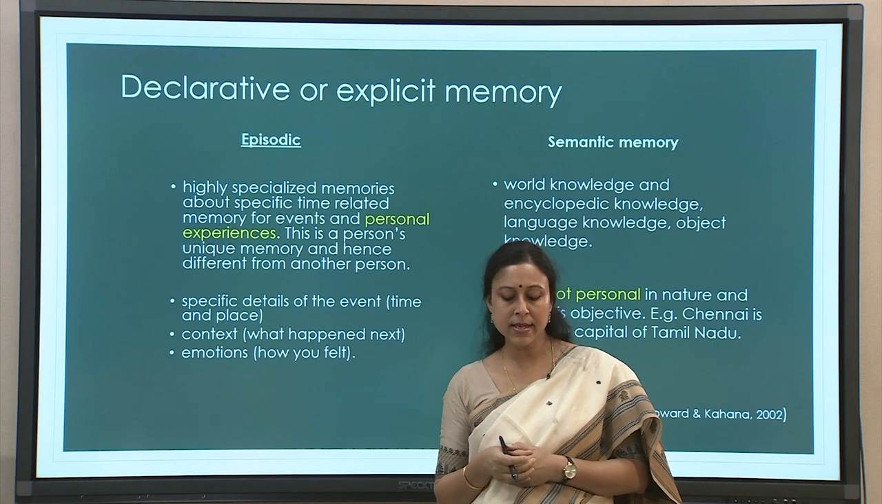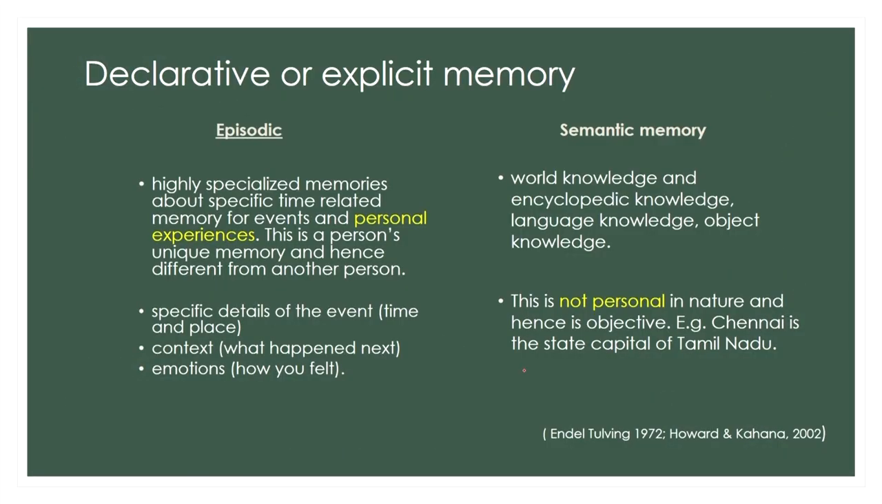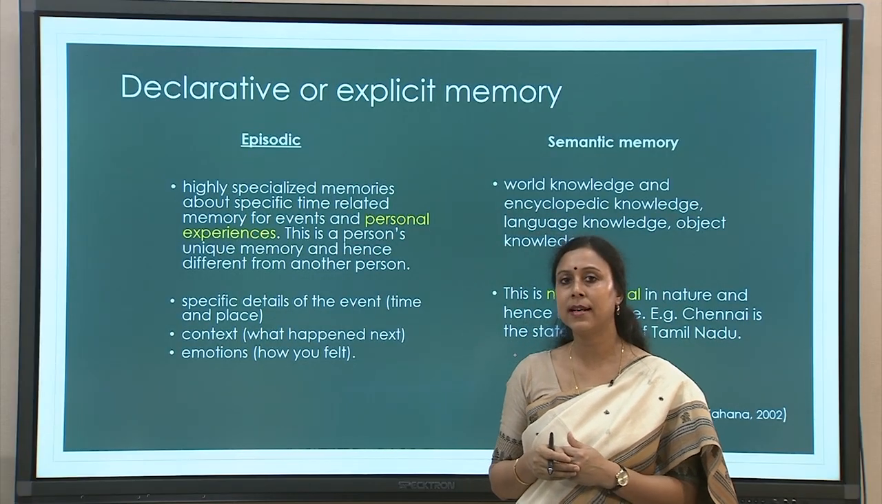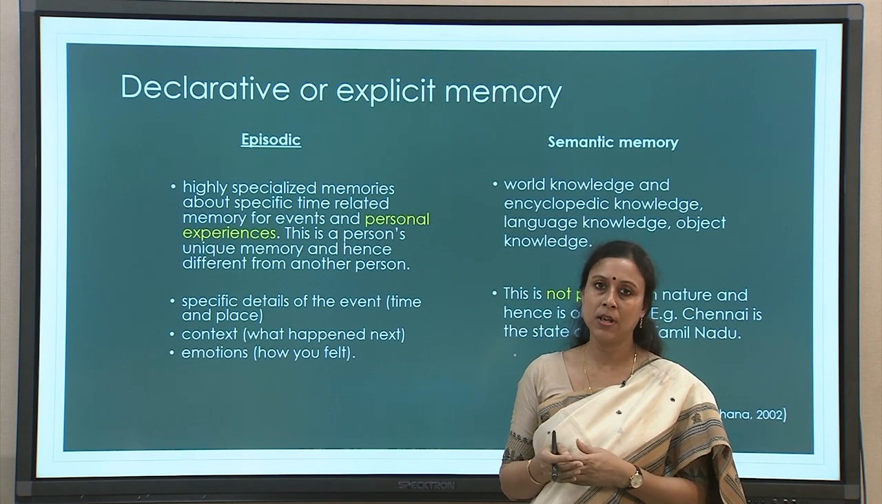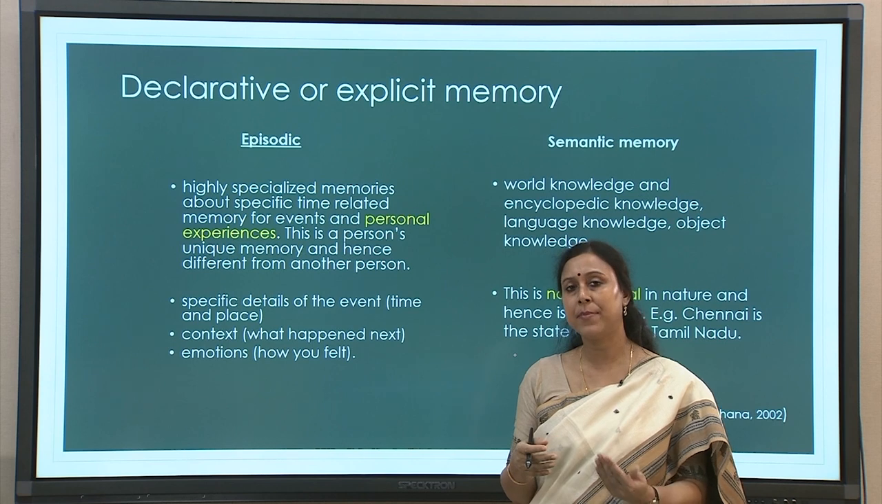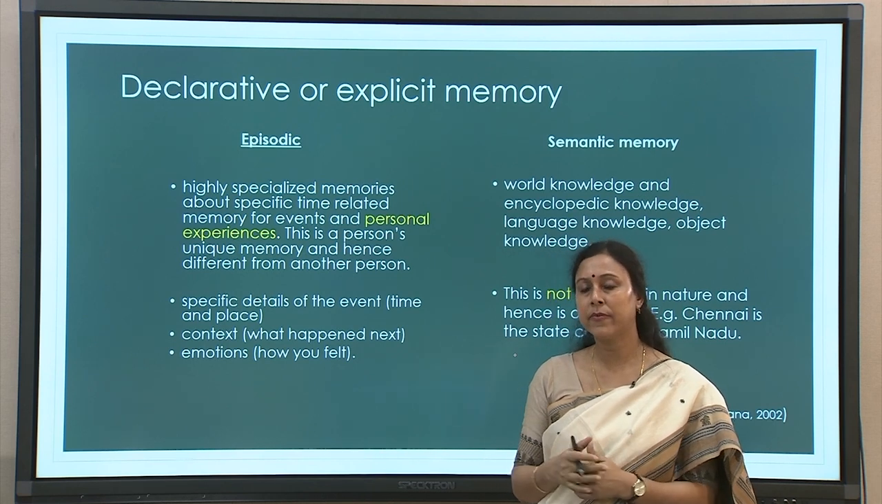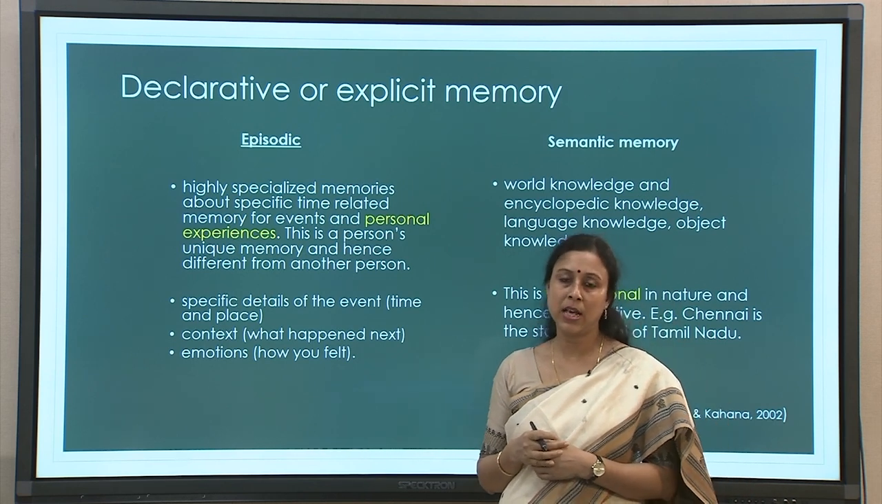So episodic memory is the highly specialized memory about specific time related events, memory for events and personal experiences. So episodic memory more often than not talks about the entire gamut of information that you might have about a particular event in the past. Now this event more often than not has a personal nature to it, it is subjective information, something like your childhood, the kind of school you went to, what all happened there. This entire gamut of information is part of what we call episodic memory.